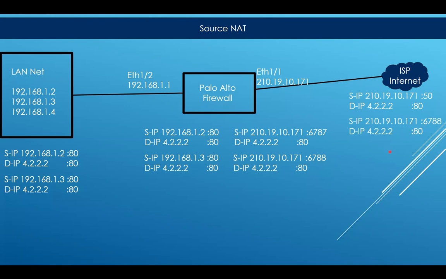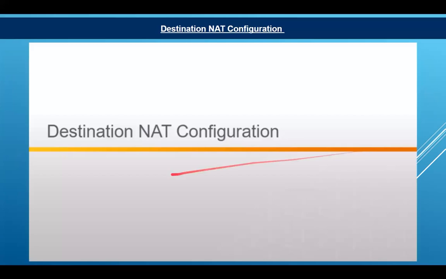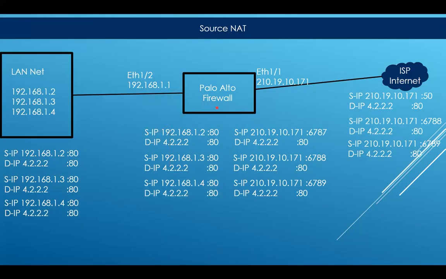So guys, when the destination IP address replies, the reply will come on the basis of this port number. When the reply packet is received on the Palo Alto firewall, the firewall knows that if the destination port is 6787, this is the reply to 1.2. If the destination port is 6788, then it replies to 1.3. Same for 1.4, where the port number we are using is 6789. So this one is your source NAT, in which multiple IP addresses are translated with a single IP address.